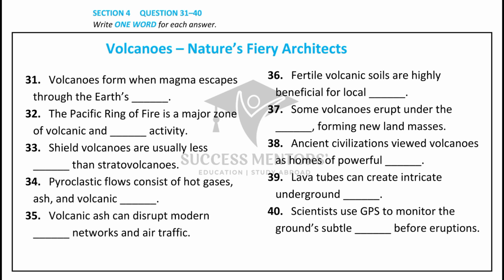For example, fine volcanic ash released into the atmosphere can interfere with global air travel. Ash particles are sharp and abrasive, and if sucked into jet engines, they can cause catastrophic failure. During the 2010 eruption of Eyjafjallajökull in Iceland, thousands of flight cancellations occurred across Europe, stranding millions of passengers and costing airlines billions in losses.